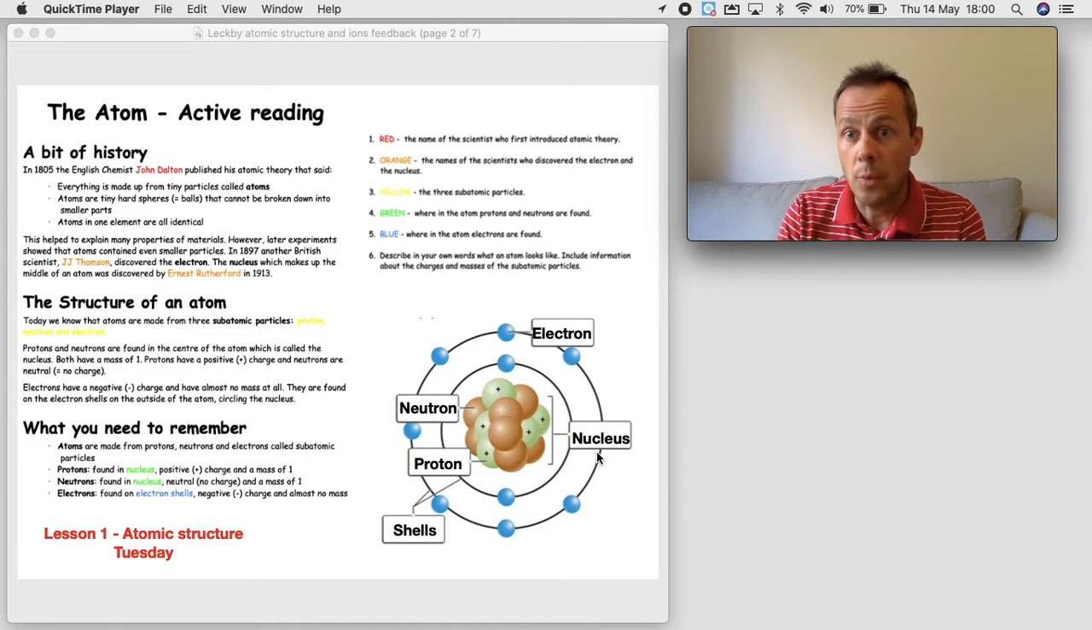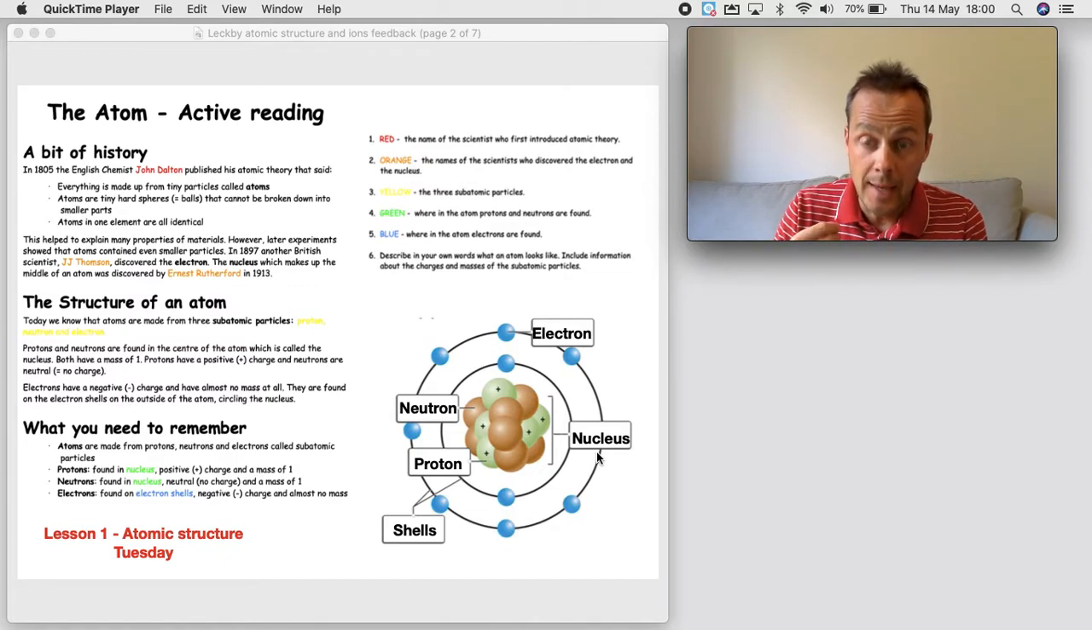Protons have a mass of 1 and a positive charge. Neutrons have a mass of 1 but no charge. Round the outside of that nucleus, in shells or orbiting, are electrons. Electrons have a negative charge and negligible mass. And that was all you needed to say for that. But it was making sure you understood those key points.